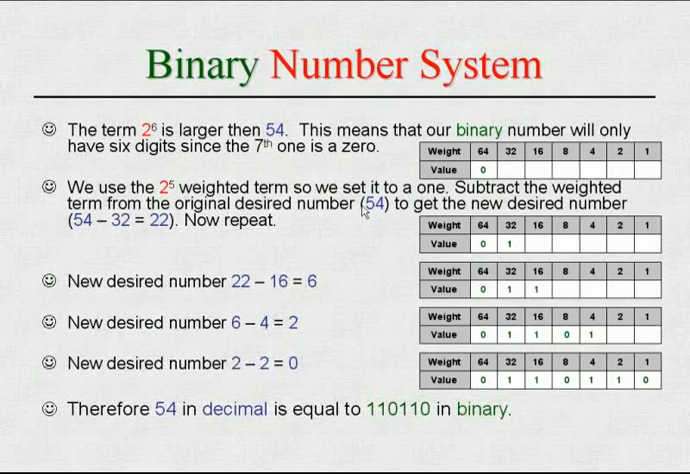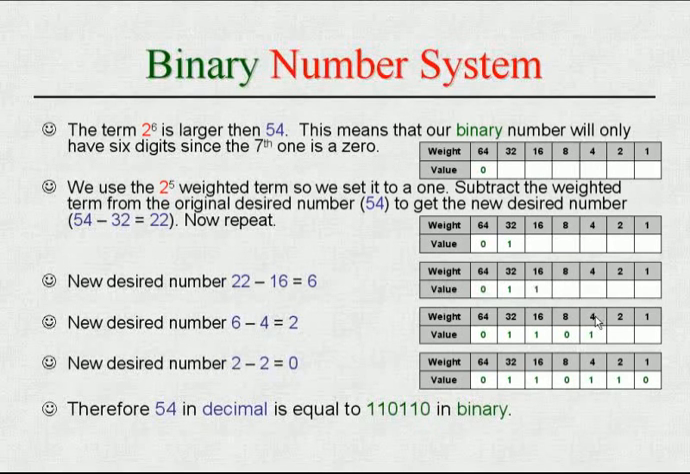We can then take 54, subtract 32 from it, because that's how much we just finished adding here, and we now have 22. Now we just repeat the process. We want to find a number that is closest to 22 without going over, using these values over here. Well, the next value over is 16, which isn't greater than 22, so we're going to add it as well. So we put a 1 in here. We take 22 minus 16, we get 6, and we repeat the process. Well, 8 is greater than 6, so we don't want an 8, so we put a 0 here, as you can see.